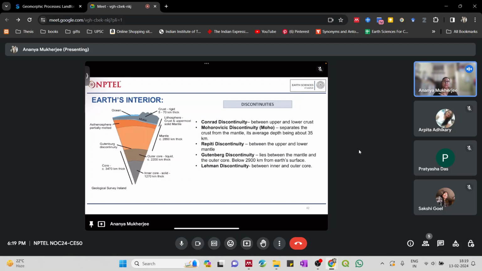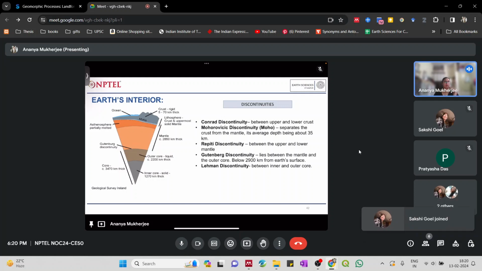So all these discontinuities, we will see in one of these slides ahead, were actually calculated, or studied, based on the passage of different seismic waves. Okay, so wave propagation is one of the very important mechanisms that is used to understand the Earth's interior. Even now, seismic waves are used to understand Earth's interior.